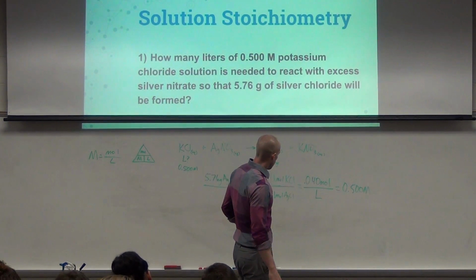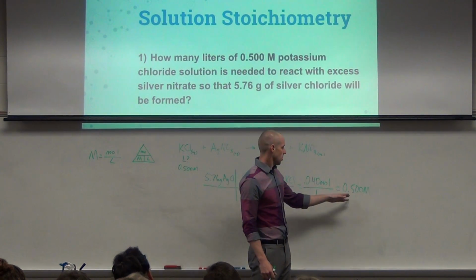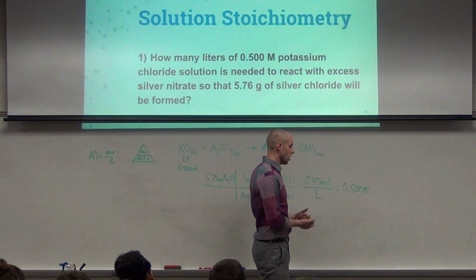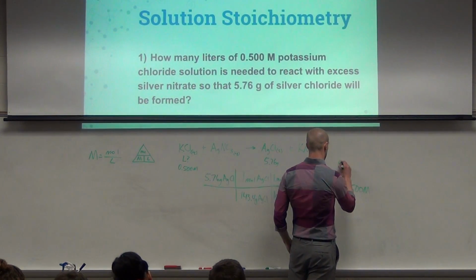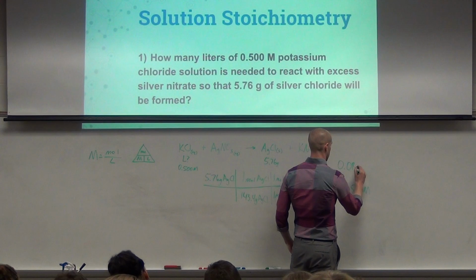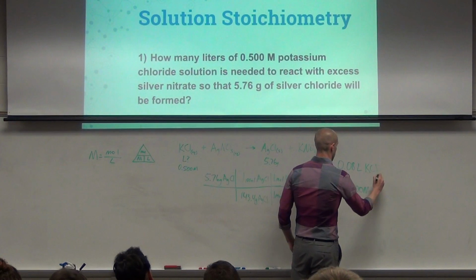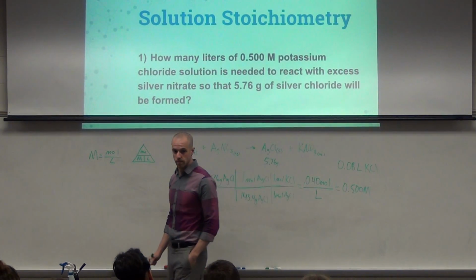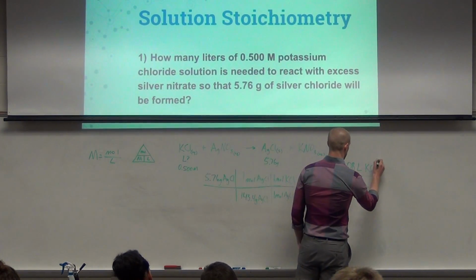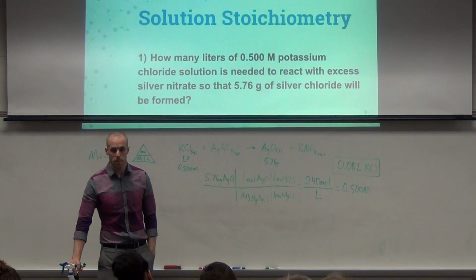So we have 0.040 moles divided by 0.500 molar, and that's going to give us 0.08 liters, and that's of the potassium chloride. So it's like 80 milliliters. So we circle that. That's our final answer. Questions on that first one?